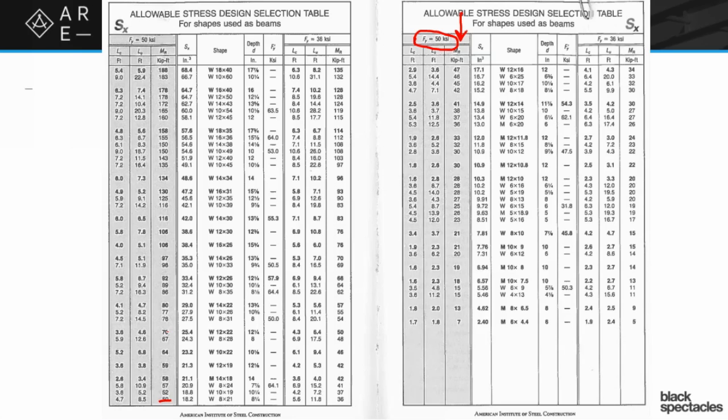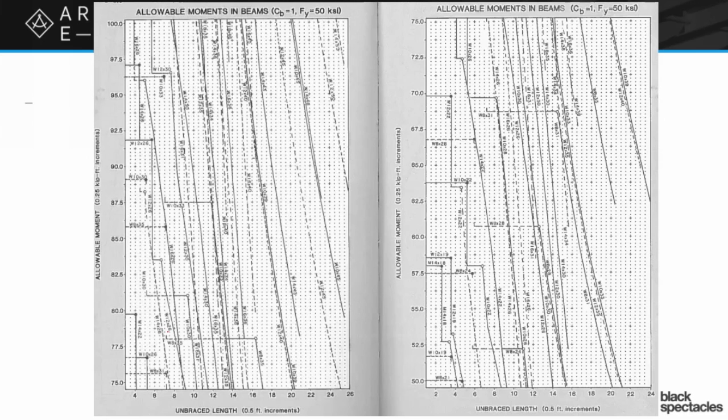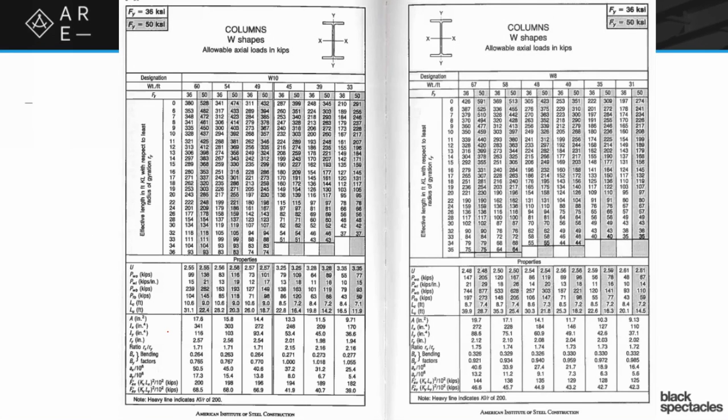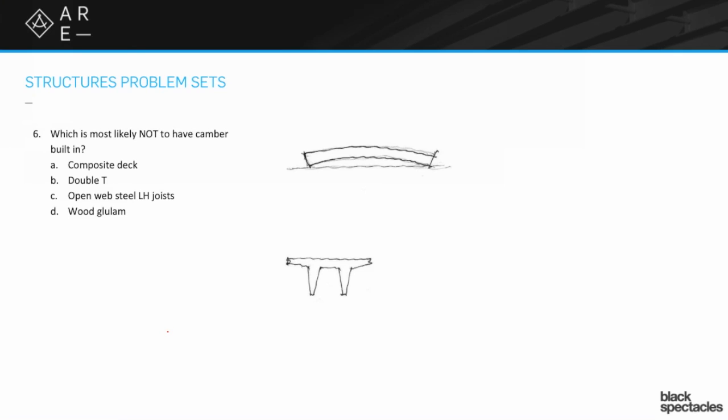Let's move on here. So this is just another way that we look at them in the steel manuals, just to let you know. It's a different version of it. And then this is about columns, which we'll talk about later.